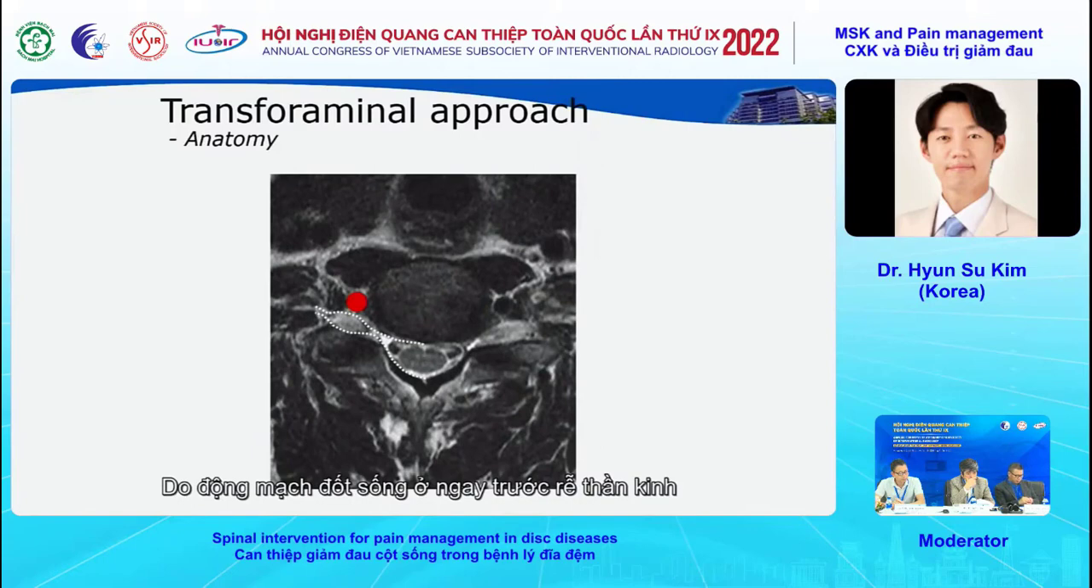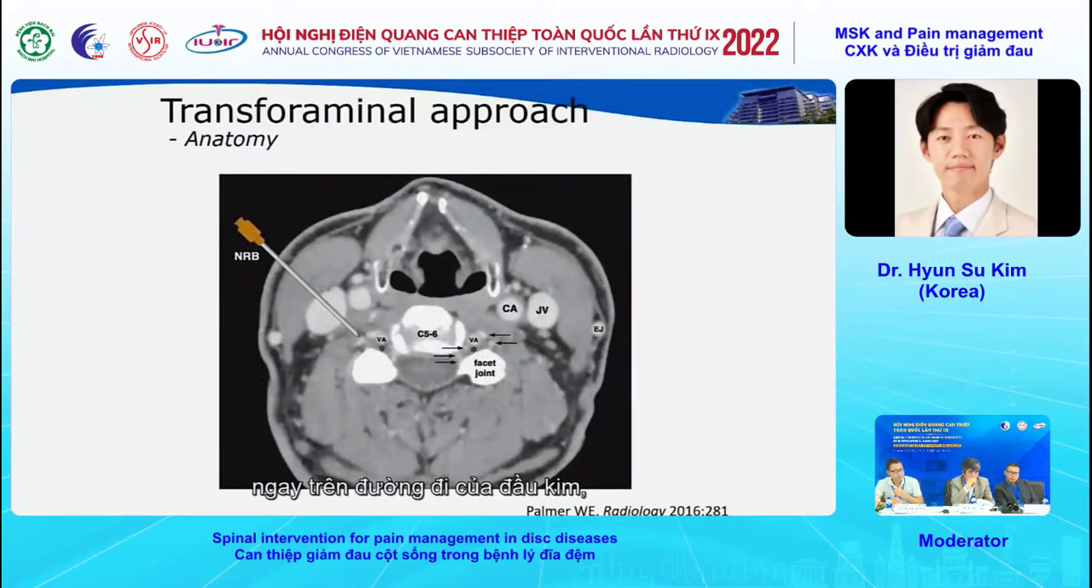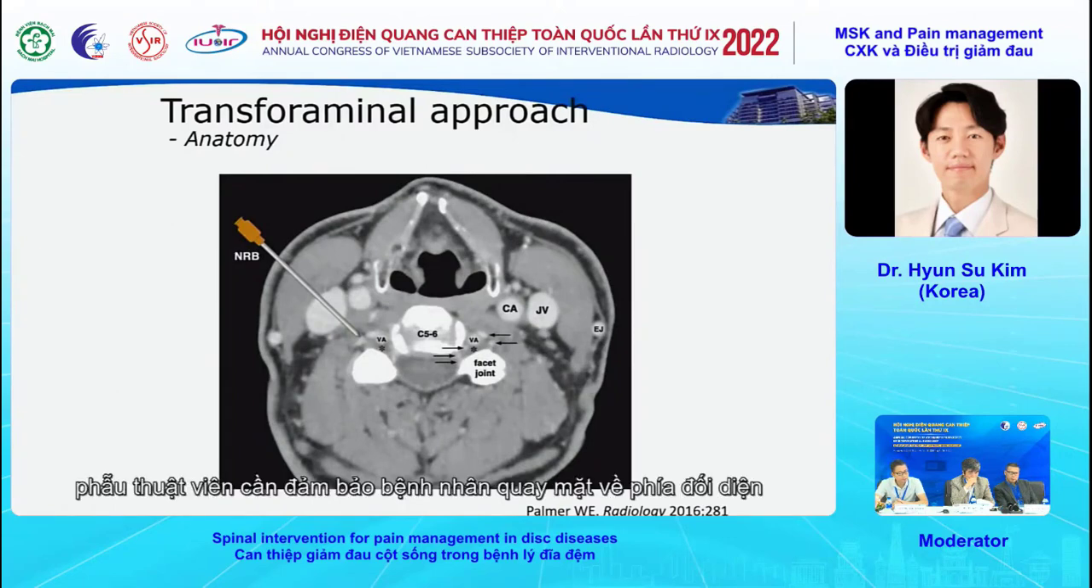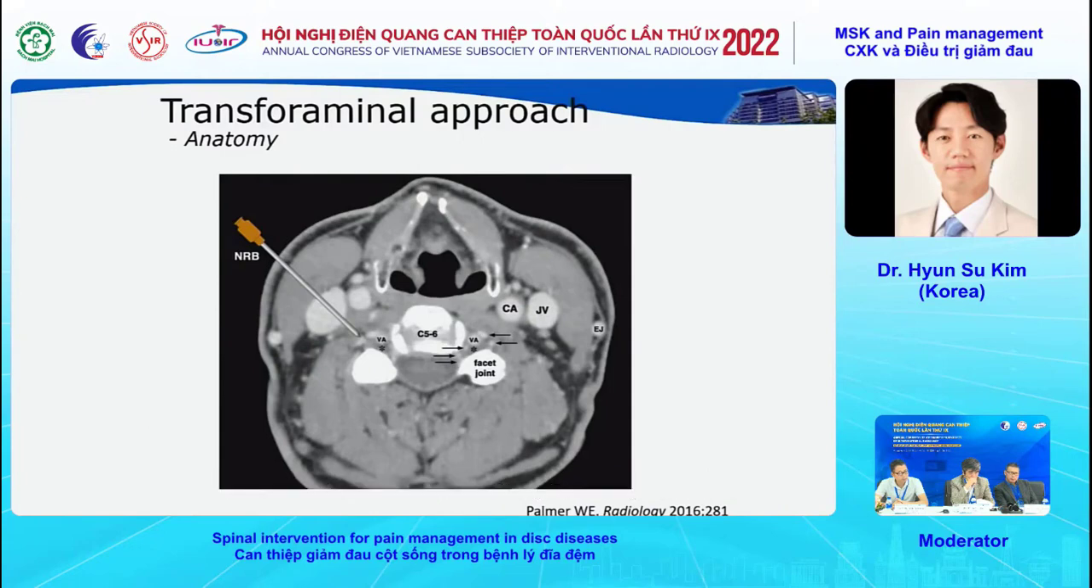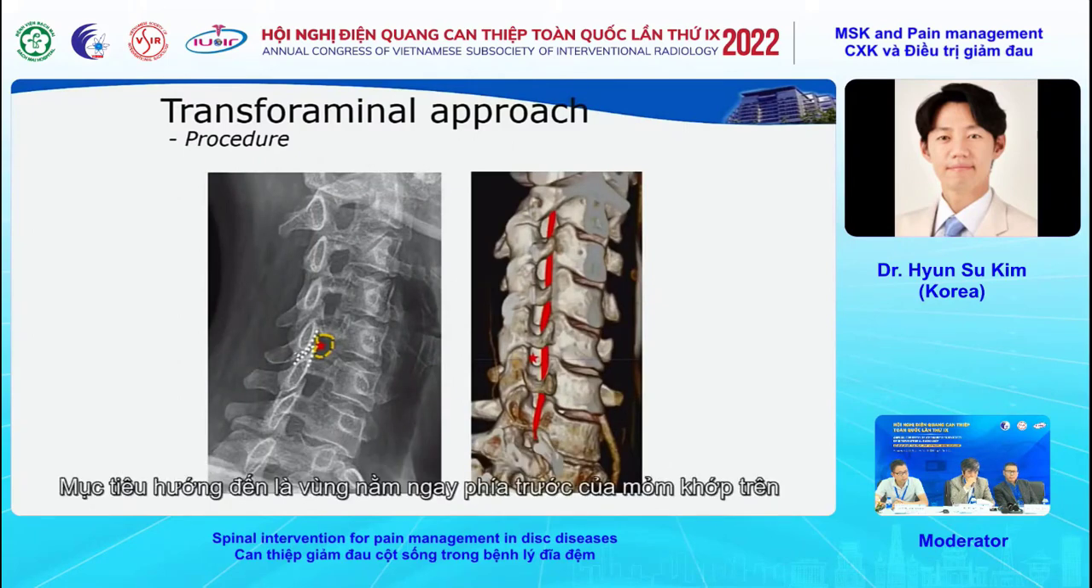Since the vertebral artery is located right in front of the nerve root, we should target the posterior aspect of the neural foramen. In addition, since the jugular vein and carotid artery are placed in the path for the transforaminal approach, please have the patient turn his face to the opposite side. The operator should turn the tube to best visualize the neural foramen. The target should be the area just ventral to the superior articular process in order to avoid penetrating the vertebral artery.